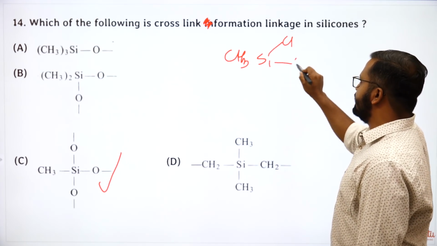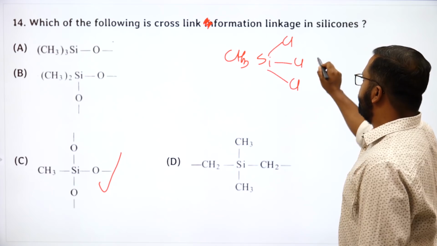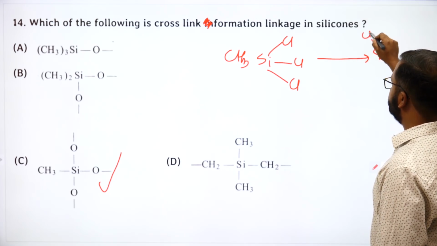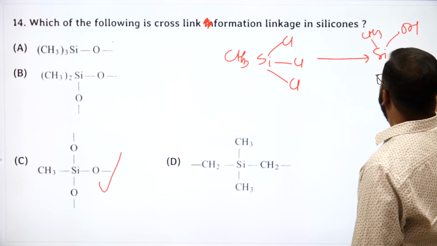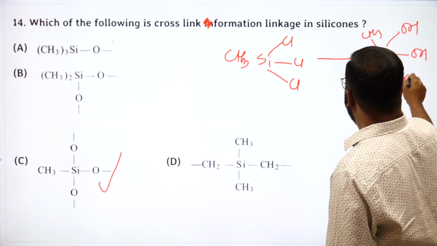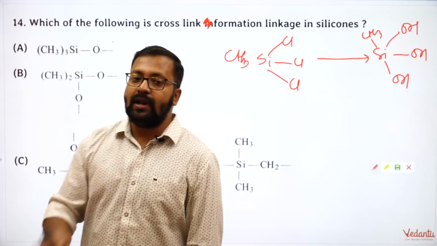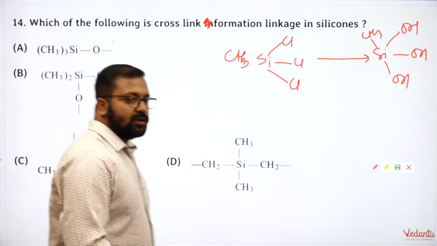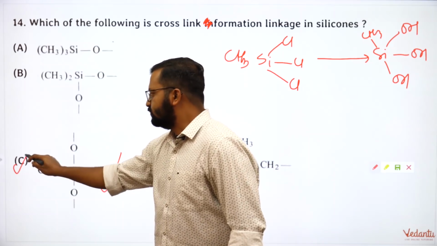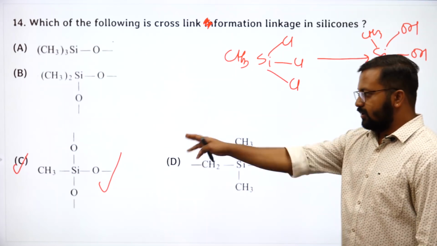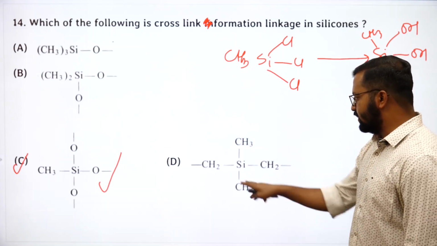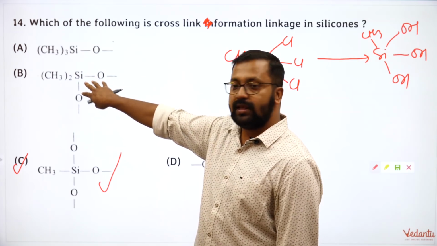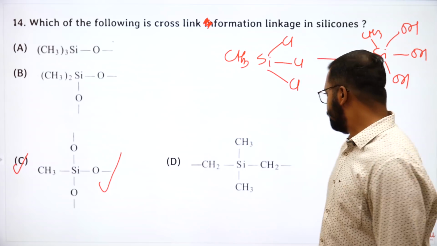SiCl Cl Cl, if it undergoes hydrolysis, I will get SiCH3 OH OH OH, and O linkages will keep forming and silicone will be formed. So the right answer to the question will be option C. No other option has this. SiCH3, we are blocking this. Not cross linking, this will be linear. Okay?